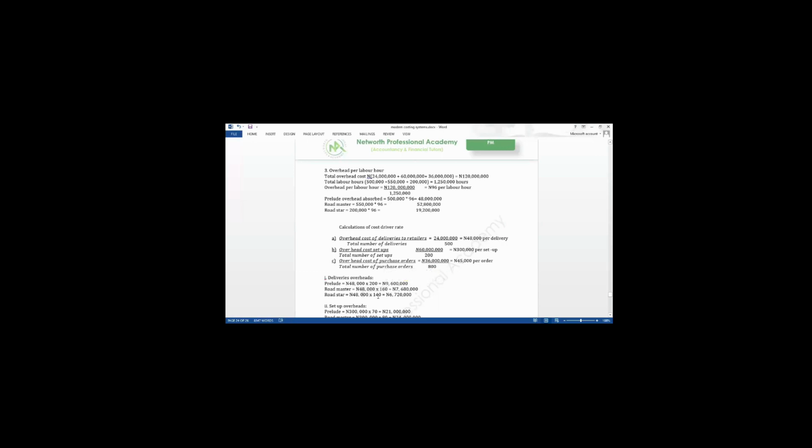For Roadster, we have done 140 deliveries multiplied by 48,000 naira. That will give us 6.72 million. If you sum up this now, it's going to give you 24 million naira, the total overhead cost of delivery. Please sum it up and check it out. You are going to have 24 million.